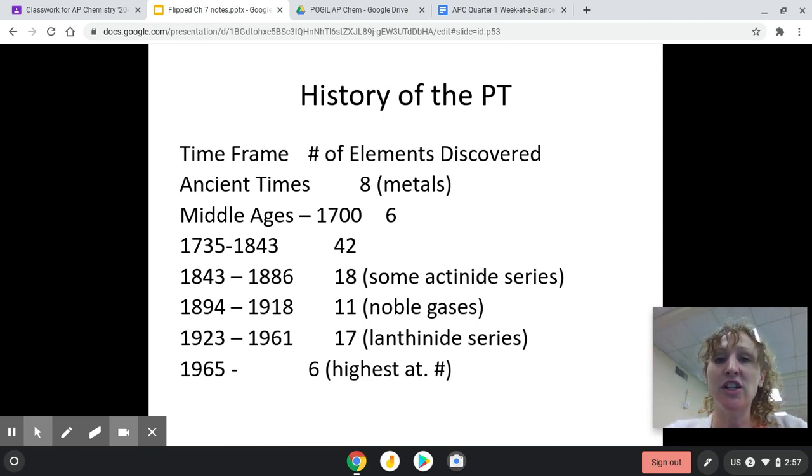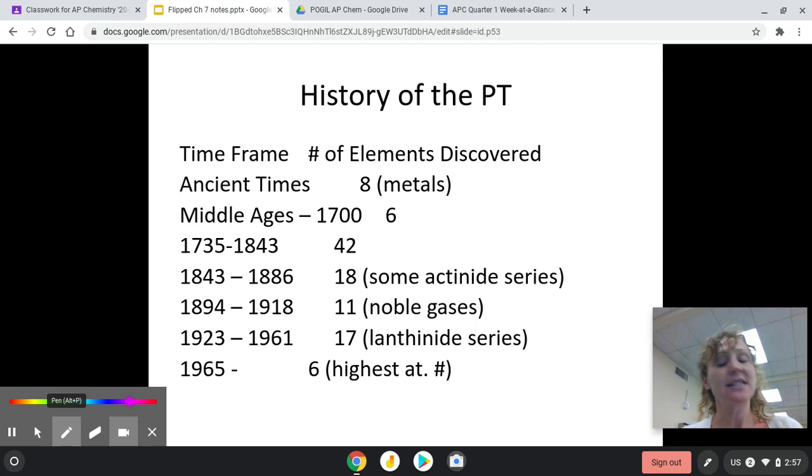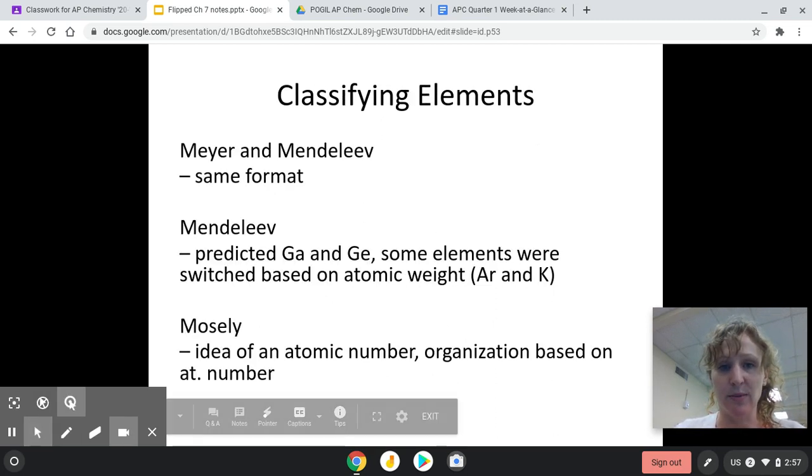In the Middle Ages, when they were trying to make gold, they discovered about 6 more. And then between the years of 1735 and 1843, 42 more elements were discovered. And so at this time, you can kind of see the progression after that. At this time, they started really needing a way to organize these elements. And they also started noticing some patterns among the elements. And so the race was on to develop a functional way to organize the periodic table.